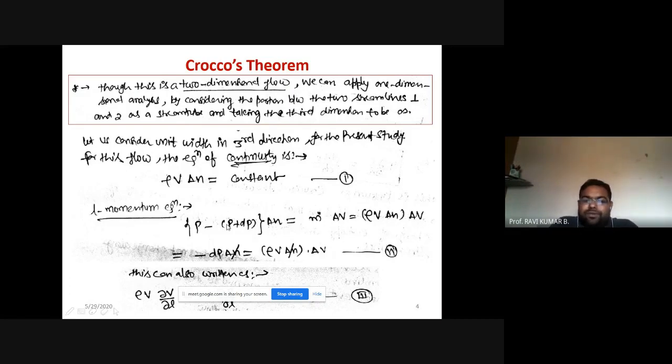So after equating this, I can get minus dp is equal to rho v delta v. This simple equation can also be written along the streamline direction by dividing by delta L. So in differential form we can write the same equation: rho V ∂V/∂L is equal to minus ∂P/∂L. This ∂P/∂L is the pressure gradient along the streamline direction. So this is my equation number 3.